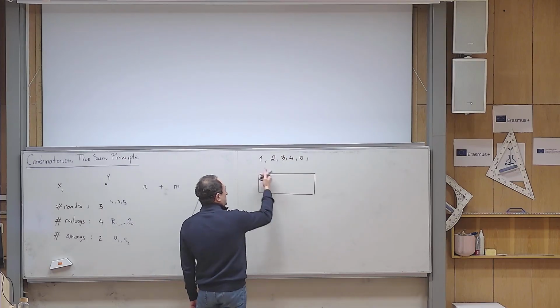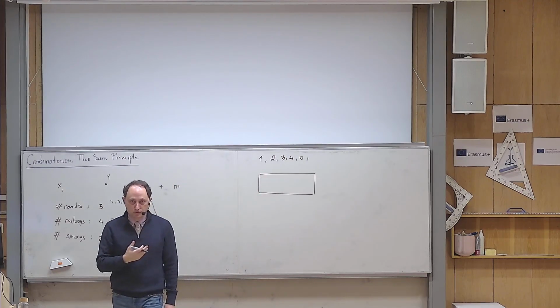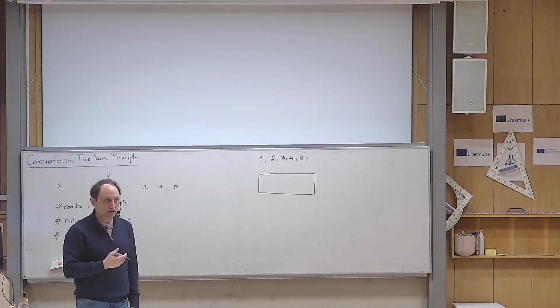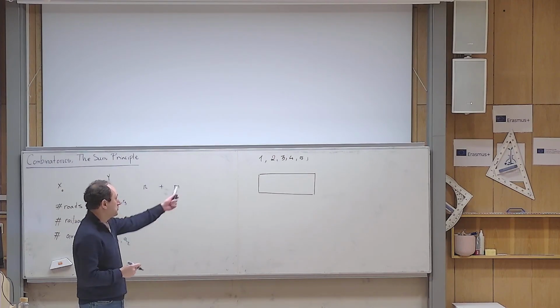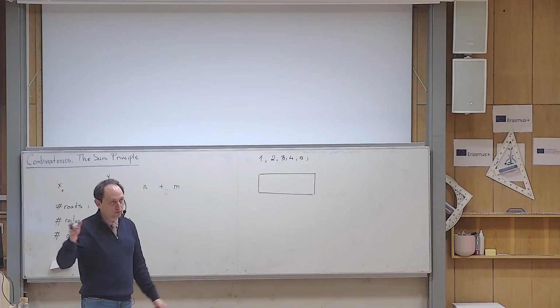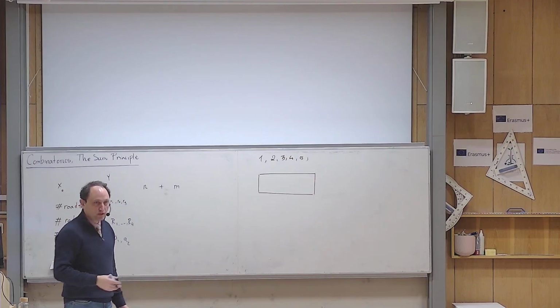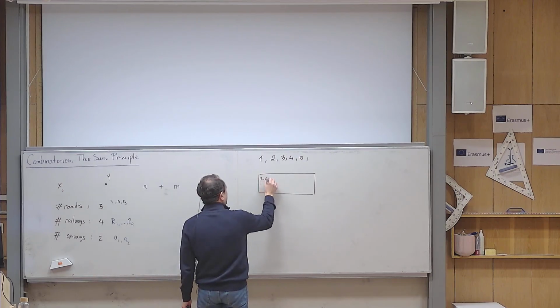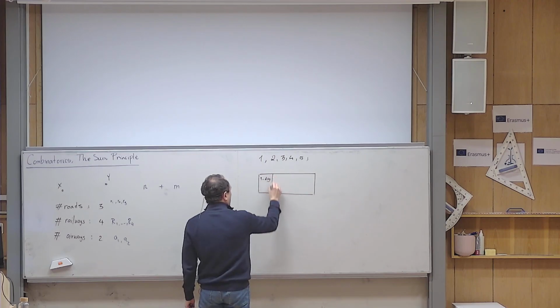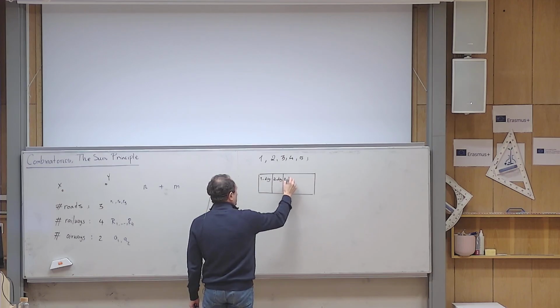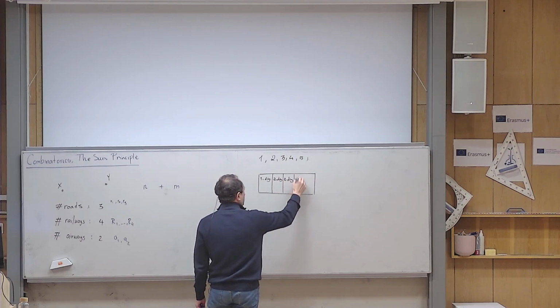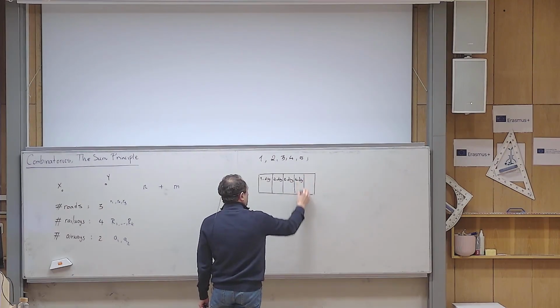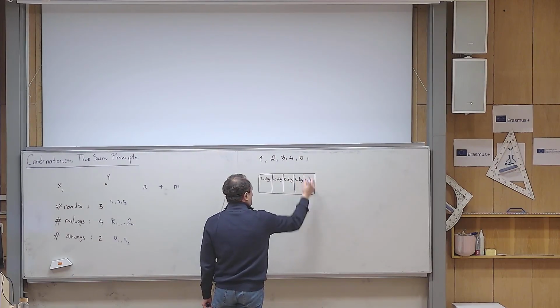So what is the maximum number of digits I am allowed to use for writing my number here? 5. Because if I insist on writing a 6-digit number, and I'm only allowed to use these 5 digits, then I have to repeat a digit, which is not allowed. So I can write 1-digit numbers, 2-digit numbers, 3-digit numbers, 4-digit numbers, and finally 5-digit numbers, at most.